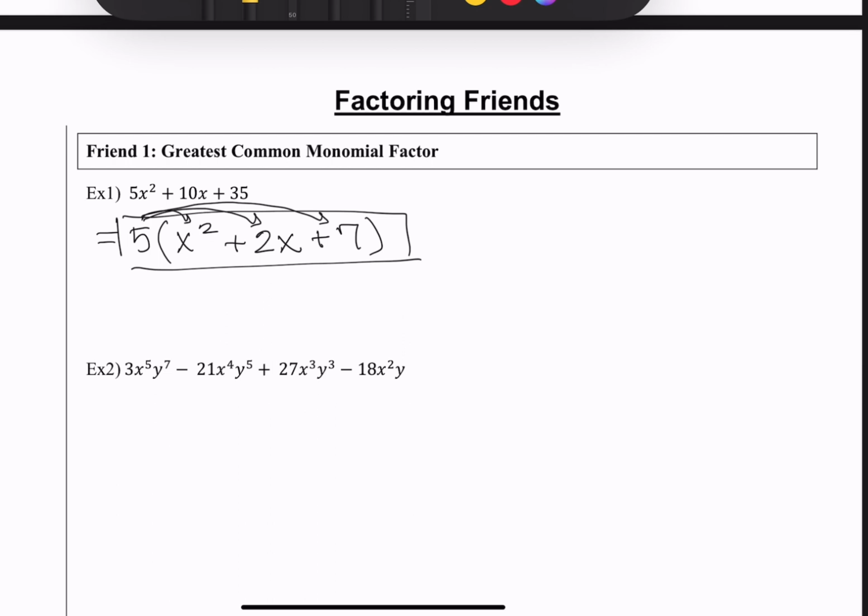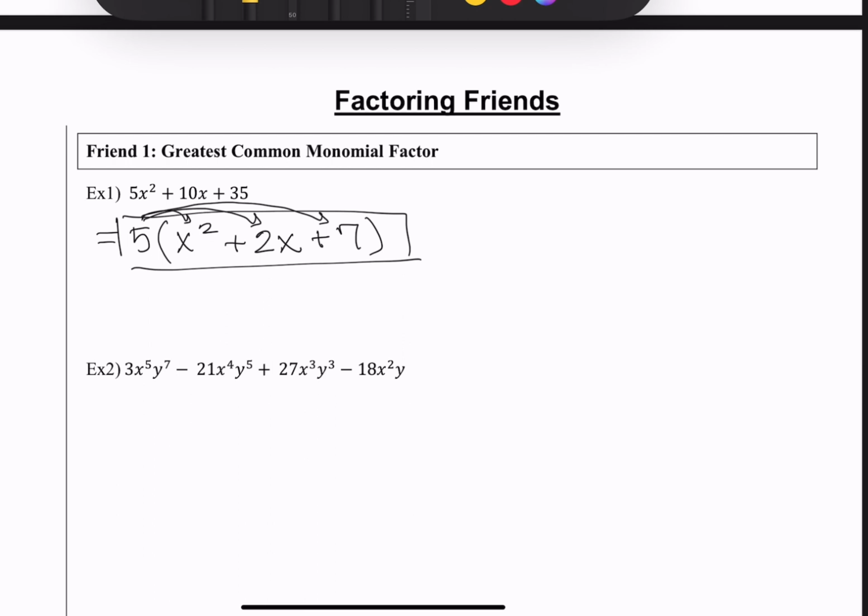So now I have 4 terms. I have a quadrinomial. Looking at each and every term, do they have something in common? Is there a greatest common monomial factor? And if so, you want to factor that out first because it's going to make your life a lot easier. So always hit up friend number 1, see if they can help you. All right, friend number 1, is there a greatest common monomial factor in this quadrinomial?